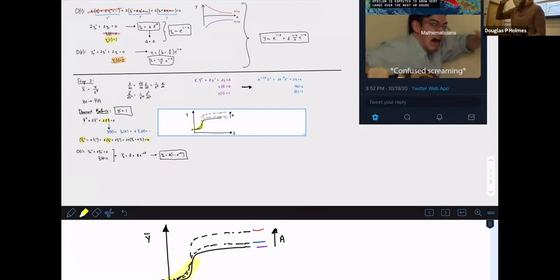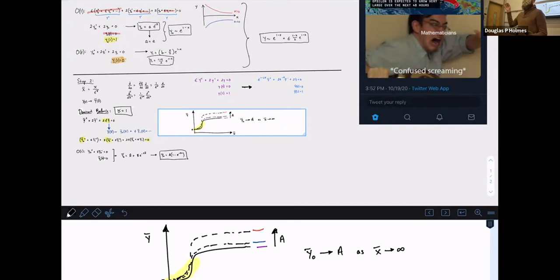Another way to say this more mathematically is that y naught goes to A as x bar, y bar goes to infinity. Which is what I'm trying to articulate with this diagram here. It's going to plateau at some value. The value it plateaus at is A. And it's going to plateau at that value as x gets larger.